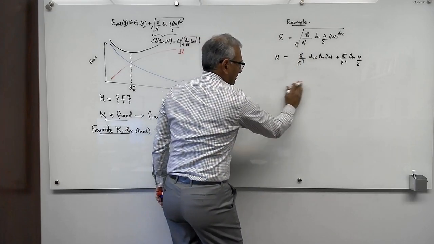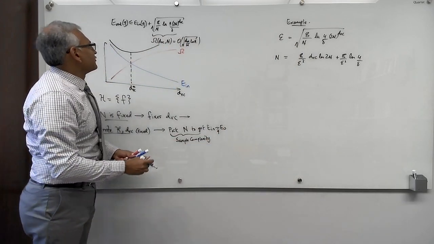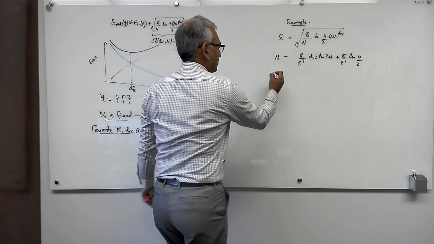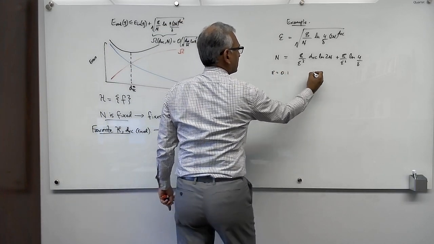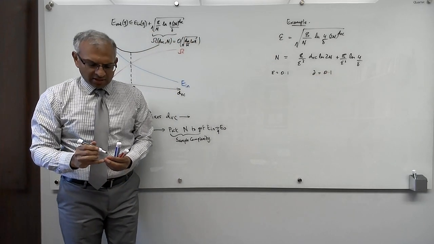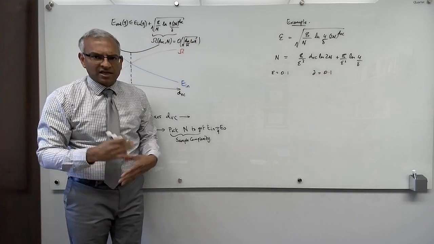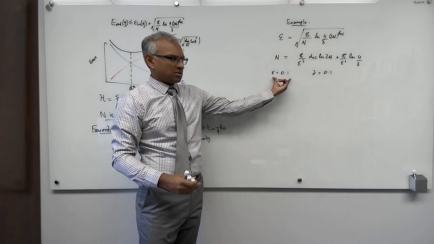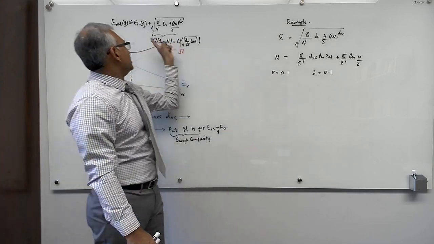Okay, and now let's put in some reasonable values. A reasonable tolerance for epsilon is, let's say, 0.1. For delta, let's say, 0.1. That means that you're making statements with 90% confidence, 90% that they'll be true. And this is the link that you would like to have between E in and E out.